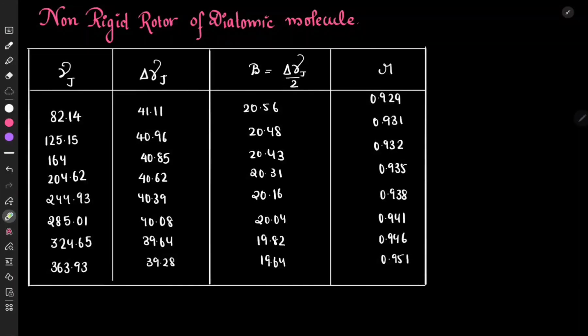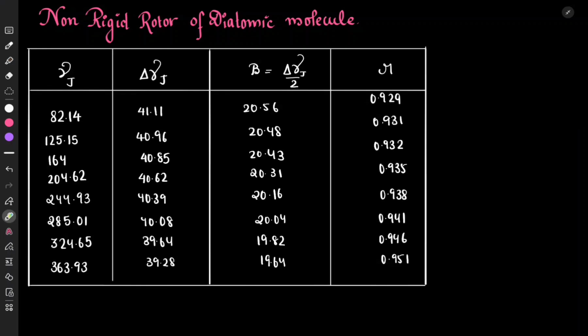So in the previous lecture, we were discussing the rigid rotor model of diatomic molecules, but in this lecture, we will be talking about the non-rigid rotor of diatomic molecules. So what exactly is the non-rigid rotor model? Here we consider the bonds are not rigid. That's the reason why we call it non-rigid.